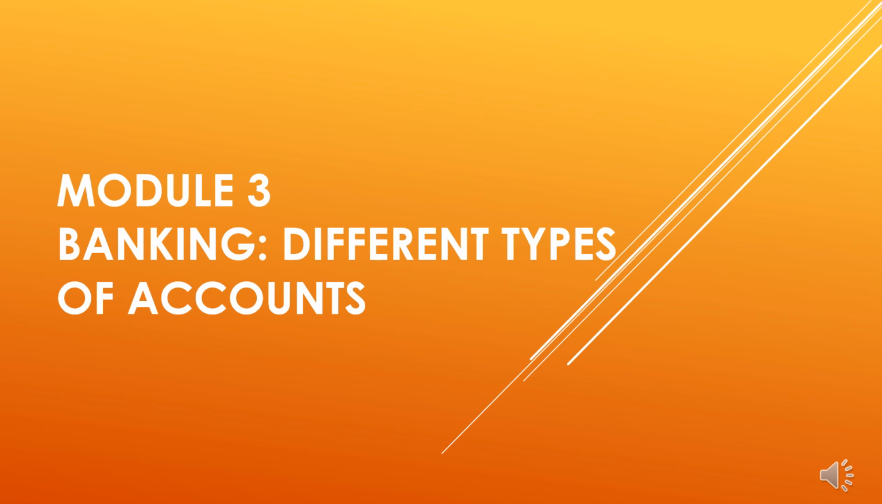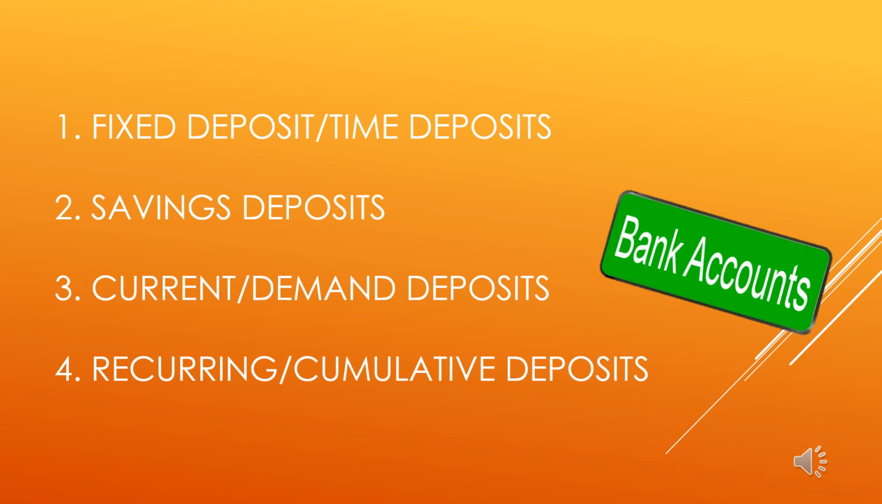Dear students, in this video we'll be discussing different types of bank accounts and a few banking procedures related to these accounts. As banking students, you all know that the primary function of a commercial bank is to accept different types of deposits from the public. In recent years, many new types of accounts have been introduced by banks, but traditionally we have the four types of bank accounts you see on the screen: fixed deposit, savings deposit, current deposit and recurring deposit. We'll be looking into them one by one.